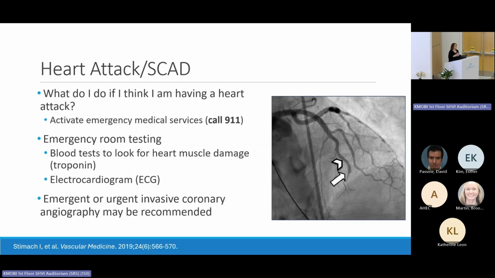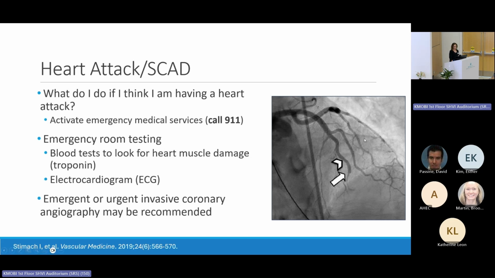And so emergency room testing, what might that look like? We'll cover this a little bit more, but you may have a blood test that looks for heart muscle injury. That's called a troponin. You can get an EKG that looks at the electrical conduction system of the heart and whether or not there's injury there. And then there may sometimes be an emergent or urgent procedure recommended by way of a coronary angiogram, where we put catheters up, we shoot dye down the heart arteries.